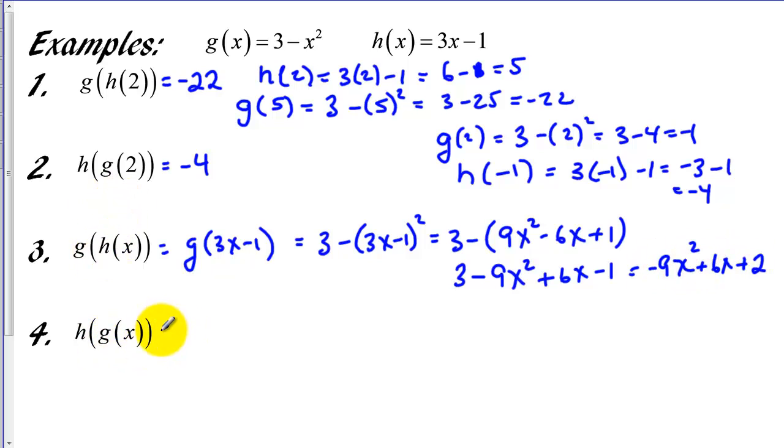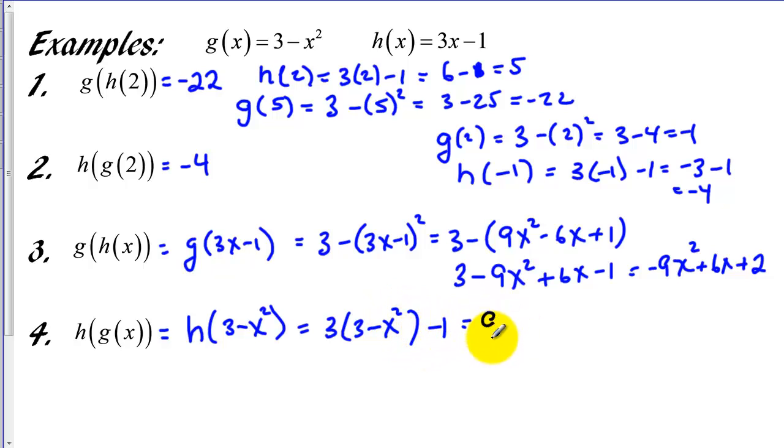Now if we composite the other way, we're probably going to get something different. As we showed up here, they're not commutative. So g of x is 3 minus x squared. So we want to use that as our input into the h function. Distribute our 3 and combine our like terms. And that would be our final answer for this composite.